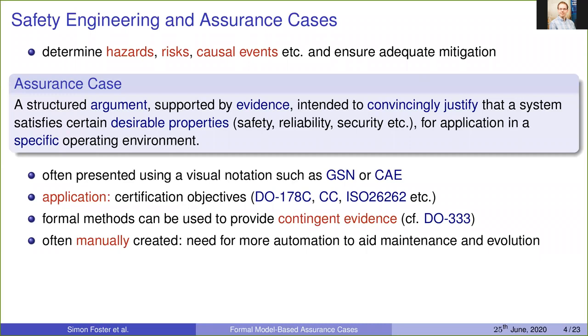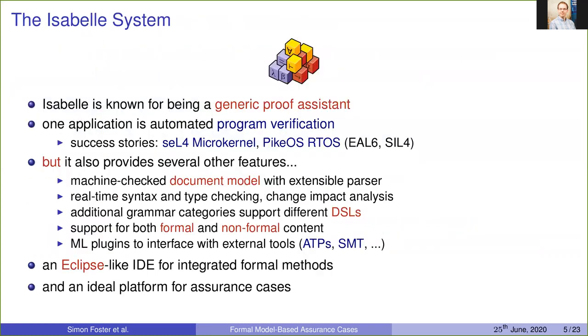So the benefit of assurance cases is that they allow you to convey why this is the case. They allow you to put formal methods results in context. Now, an issue with assurance cases is that they are often manually created, and therefore there's a need for greater automation for them to ensure that they can be easily maintained and also evolve through the life of the system. And so this work is trying to look at how we can do a better job of automating assurance cases.